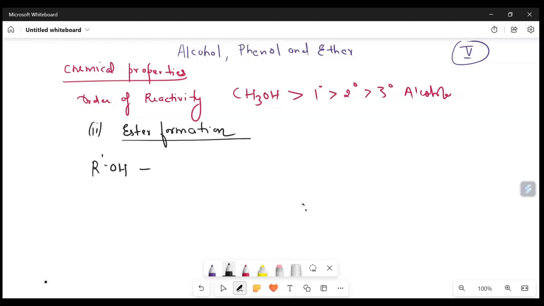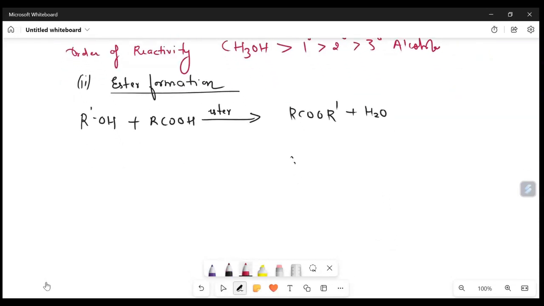The alcohol reacts with carboxylic acid to form ester, RCOOR, plus H2O. Okay, let's go with the example.